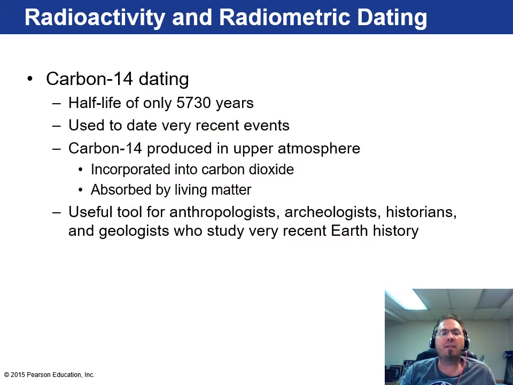Now, for example, carbon 14 dating is used primarily for much younger stuff. It has a half-life of only 5,730 years, so it's used to date very recent things, especially those things that have carbon in them. It's useful for anthropologists, archaeologists, historians, and geologists who study very recent Earth history. This is what they use for bones, like human bones, from old graveyard sites or old burial grounds of really early humans.